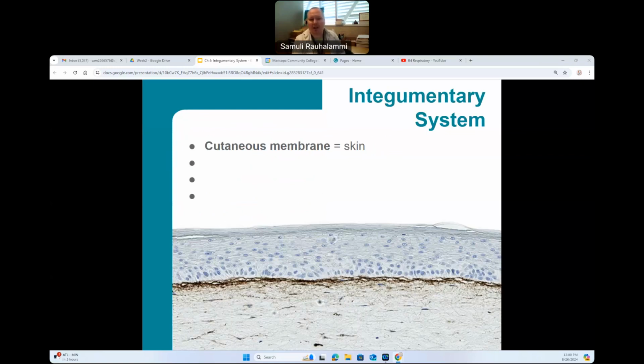So when we are talking about cutaneous membranes, we are talking about the skin, but that is only one part of the integumentary system. In addition, the integumentary system includes all of the associated structures such as hair, nails, and glands, and we'll have a look at sweat and oil glands in a moment's time.